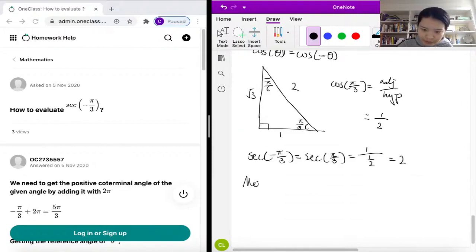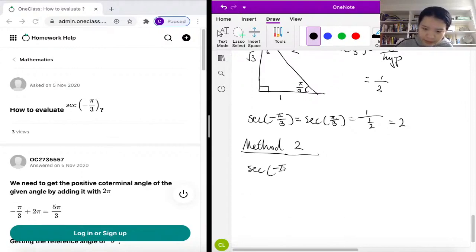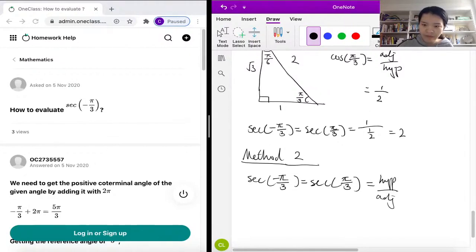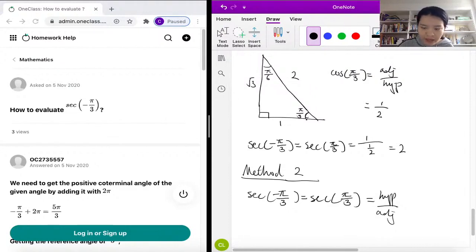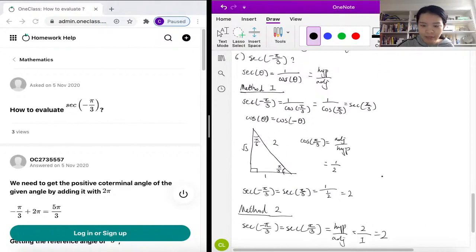Let's use method 2 of finding the secant of a function. Again, we know that the secant of negative pi over 3 is equal to the secant of pi over 3. And we know the secant is hypotenuse over adjacent. From the special triangle here, for the angle pi over 3, the hypotenuse is 2 and the adjacent is 1. So the secant of pi over 3 is equal to 2. This is how we find the value of the secant of negative pi over 3.